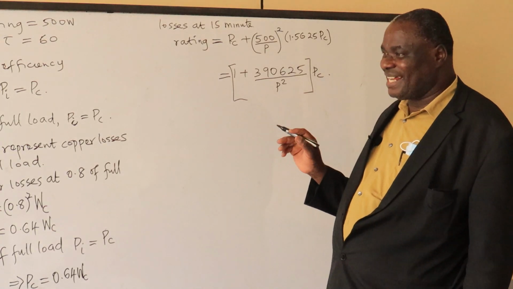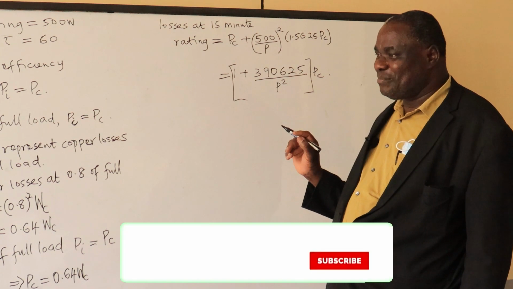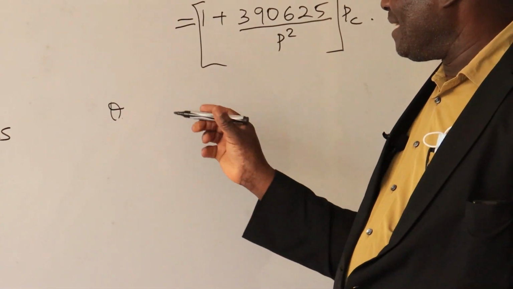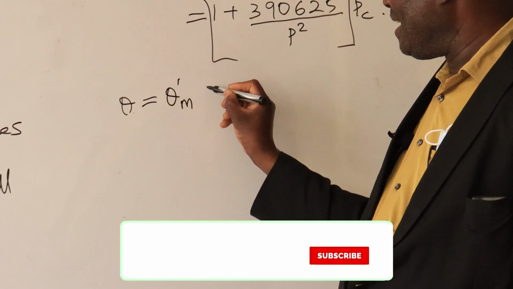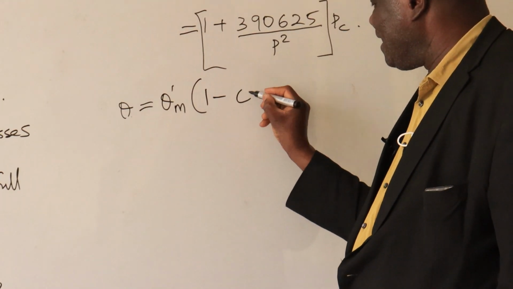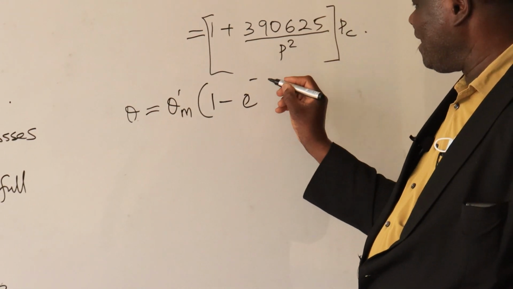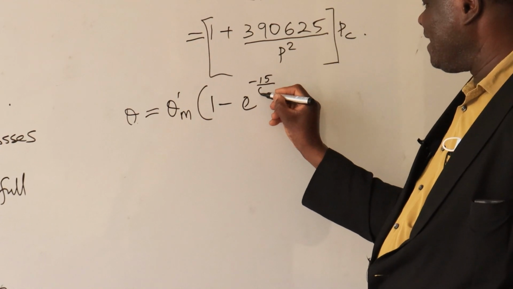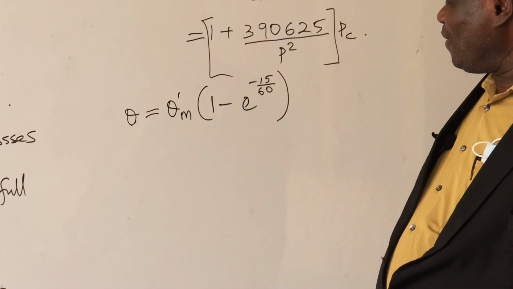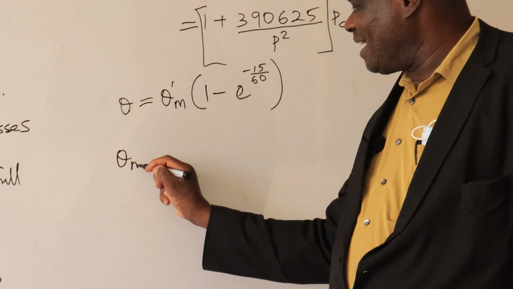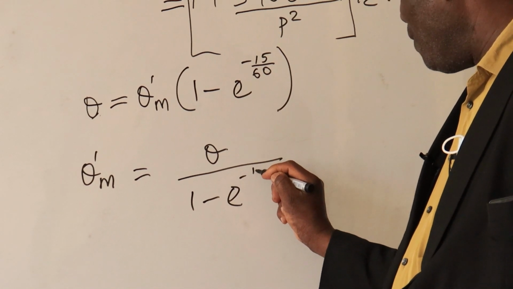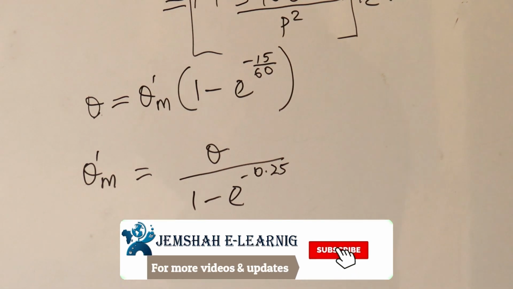So we say now, we would like to get our theta prime. We know theta should be equal to theta m prime into 1 minus e power minus 15-minute rating over 60. This one should be equal to theta. So theta m prime can be written as theta all over 1 minus e power minus a quarter, 0.05. That is our theta m prime.